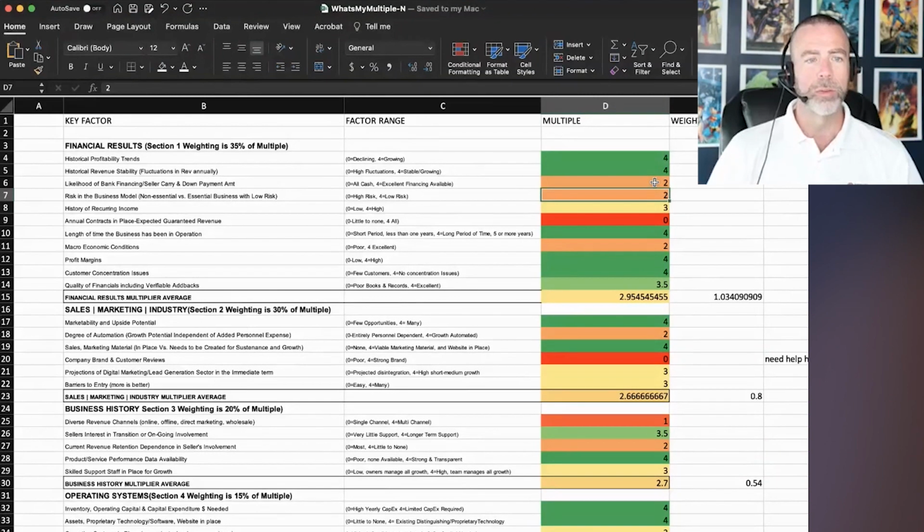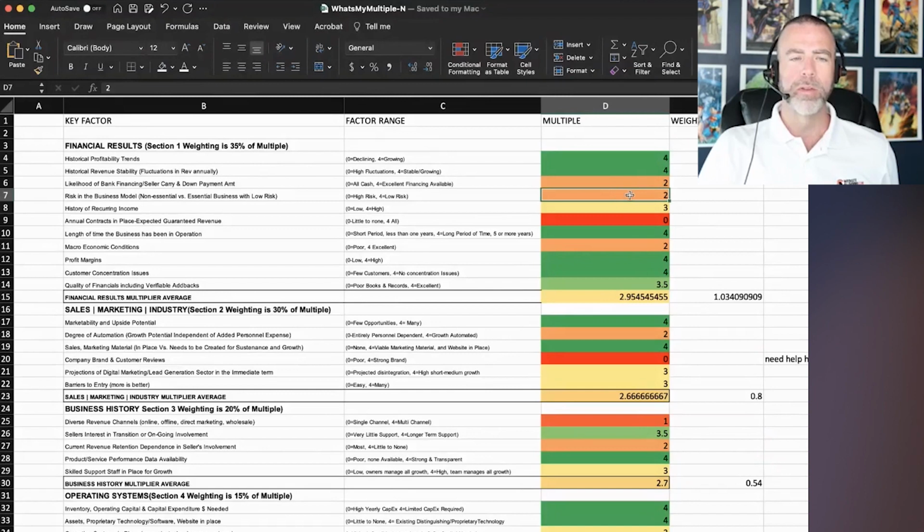Is this an essential business or is it selling non-essential stuff? I put this one kind of in the middle low side as well. I gave them a 2 on this, that there is a little bit more risk in this than it would be, like, let's just say a vanity item like a health and beauty product. Those are almost always in demand, recession proof.